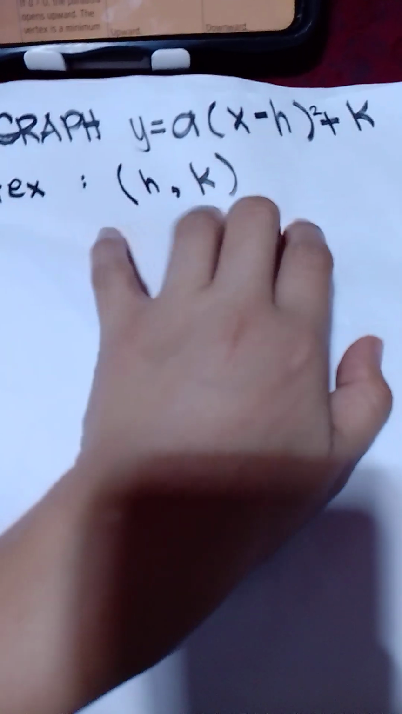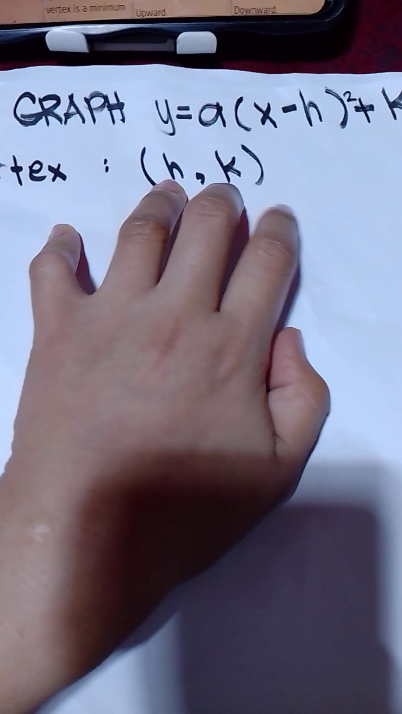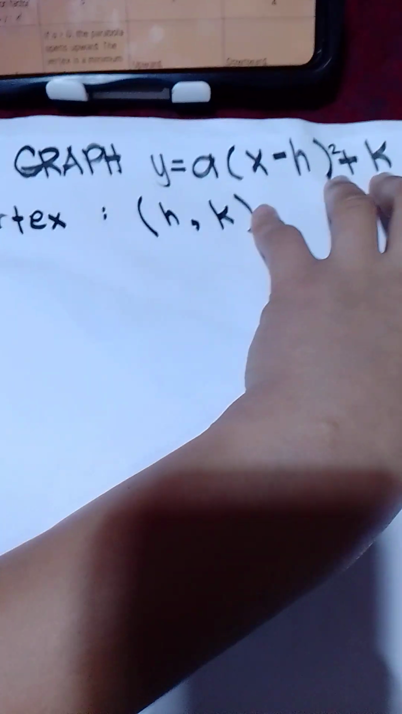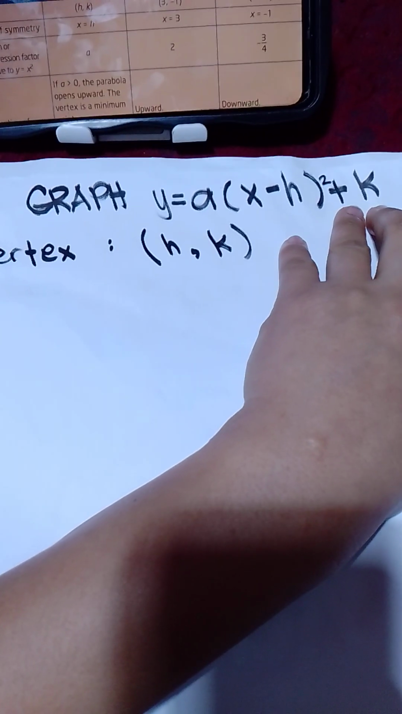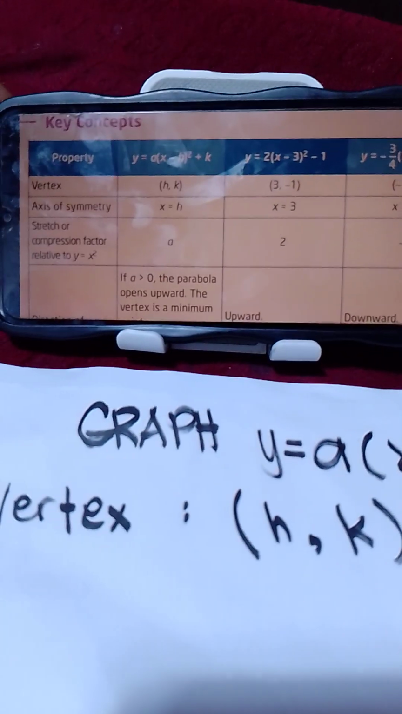But if, for example, it became x plus 2, we change the sign and we're going to have negative h. And if we also have minus k here, the sign of our k will be changed. It will become a negative k. So let's have an example. Let's proceed to the key concepts.